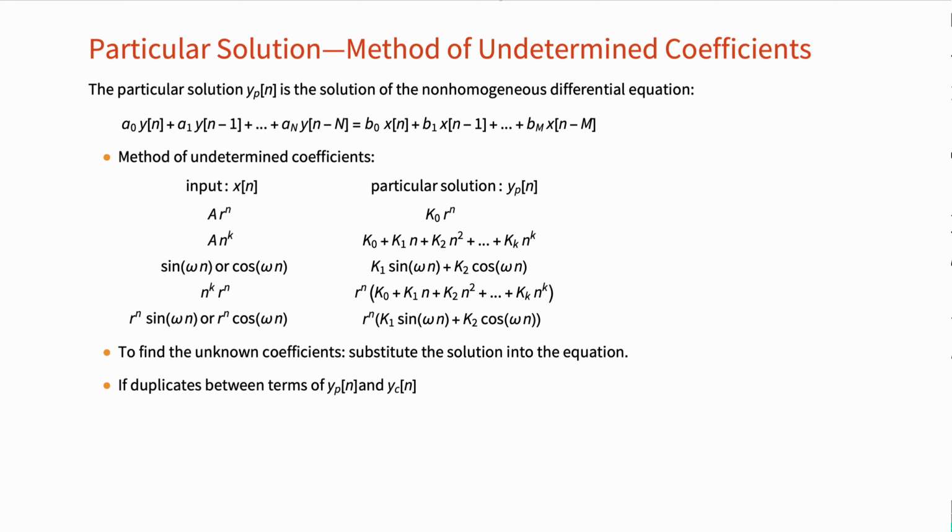Finally, using this method, if there are duplicate terms between the particular solution and the homogeneous solution, we'll multiply the particular solution by the lowest power of n that will eliminate the duplication. We will see an example later to show how this is done.